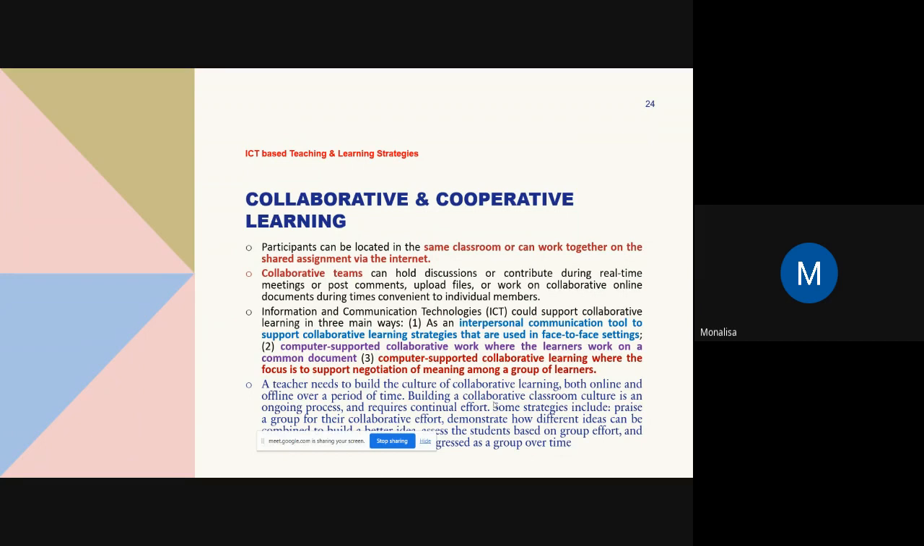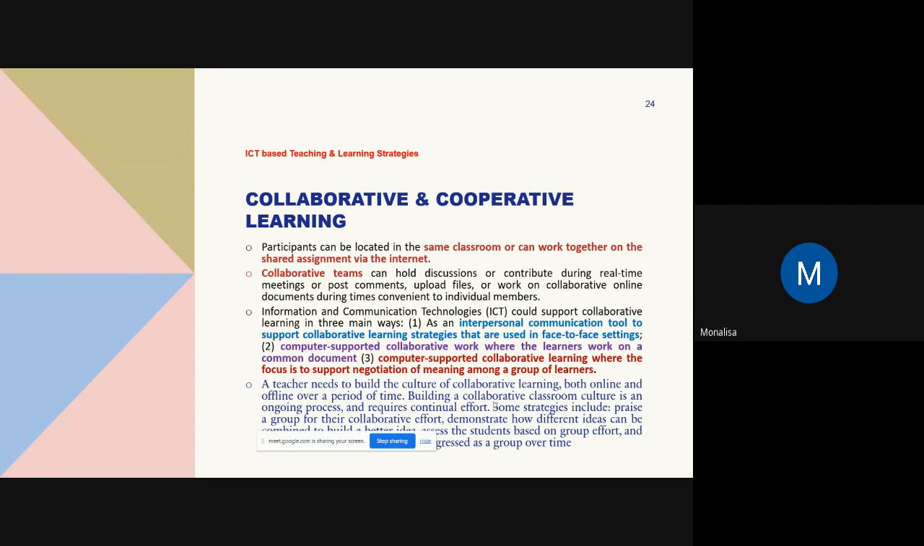So collaborative learning is an instructional strategy that asks the participants to work in teams to explore a significant question, or you can say create a meaningful project. Participants can be located in the same classroom or can work together on a shared assignment through the internet. Collaborative teams can hold discussions or contribute during real-time meetings, or comment or upload files, or they can work on collaborative online documents at a convenient time.